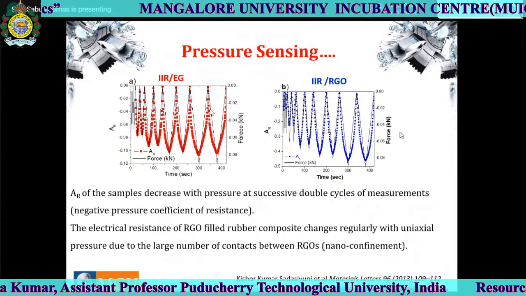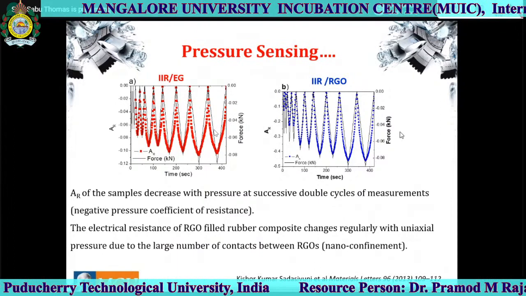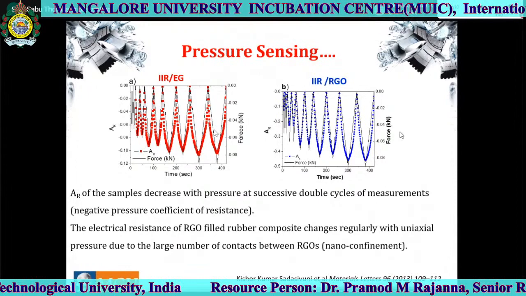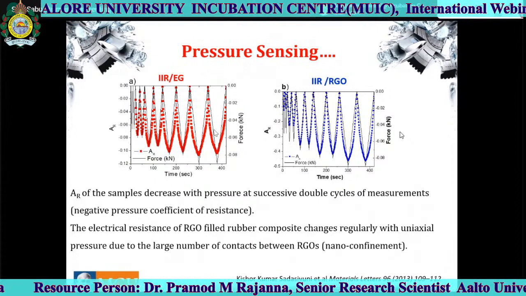Similarly, you can also make use of IIR and RGO. You just tap on the rubber. You see the resistance variation. So these are fantastic pressure sensors. My laboratory has made pressure sensors by adding expanded graphite and reduced graphene oxide into flexible rubbers. The flexible rubber we used is IIR, a synthetic rubber, isobutylene isoprene rubber.